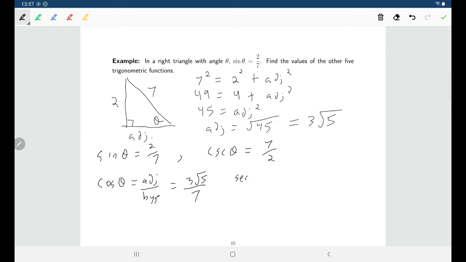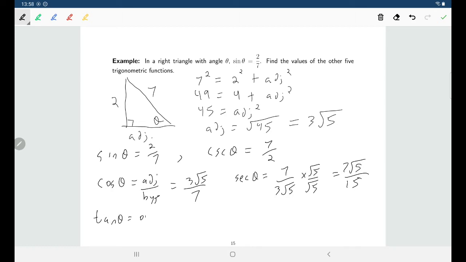Secant of theta should be the reciprocal of cosine. That should be 7 over 3 root of 5. And that's not in simplest terms, so I will need to multiply top and bottom by root of 5 to give me 7 root of 5 over 15. And there we go. That's secant of theta. And then let's do tangent.